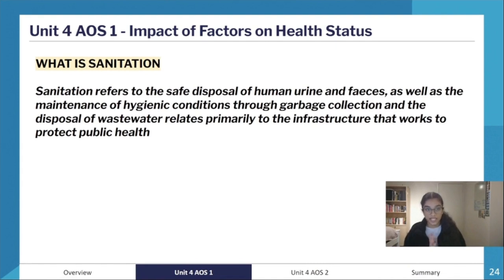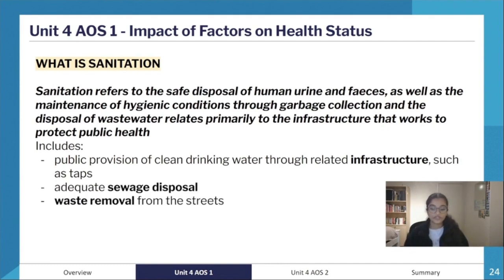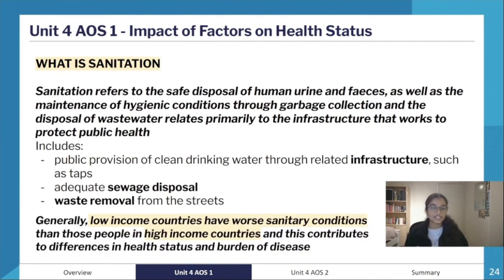Okay, so this definition is actually really important because a lot of people get safe water and sanitation a bit mixed up. So keep in mind the specifics of it being the disposal of human waste, not just making sure the environment is clean. It also relates to removing human waste safely. So examples of sanitation include the public provision of clean drinking water through infrastructure like taps, adequate sewage disposal, waste removal from the streets, so your garbage collection. Generally, sanitation is less available in low-income countries than in high-income countries, leading to differences in health status and burden of disease.